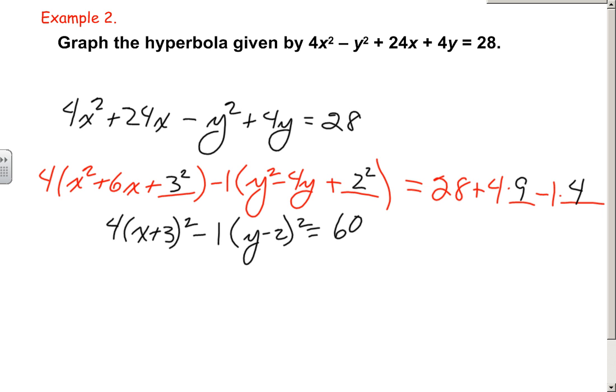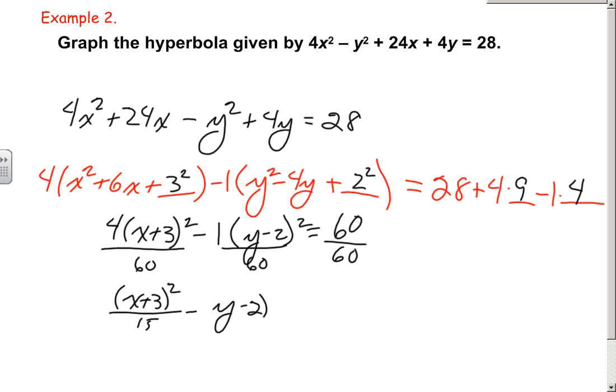60. Dividing by the 60 then, we have x plus 3 squared over 15 minus y minus 2 squared over 60 equals 1. Not the nice numbers that we'd like to have there. So we're ready to take that and graph.